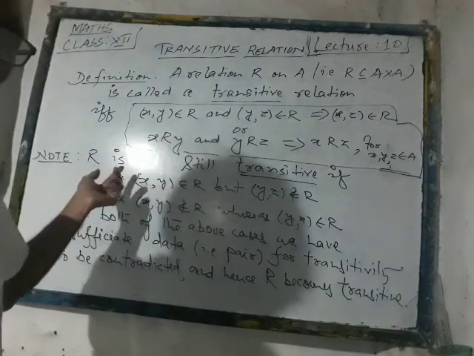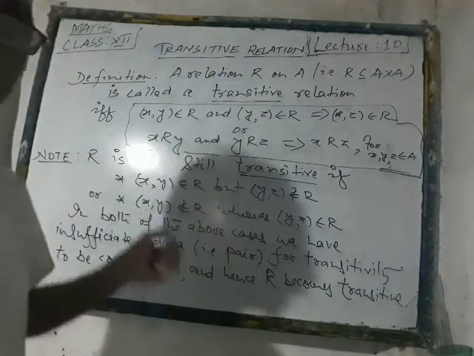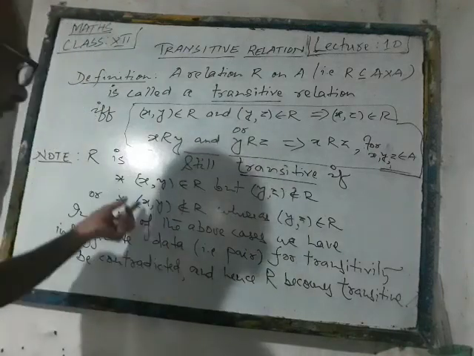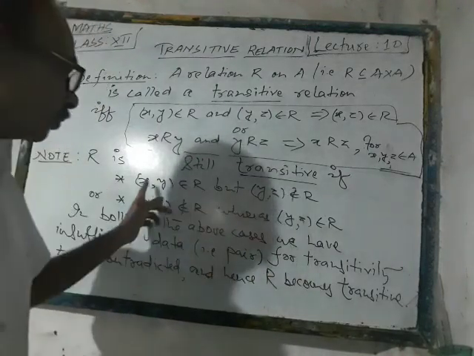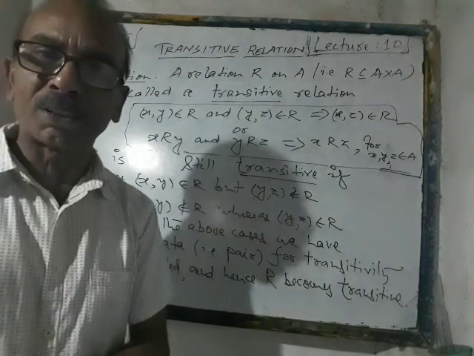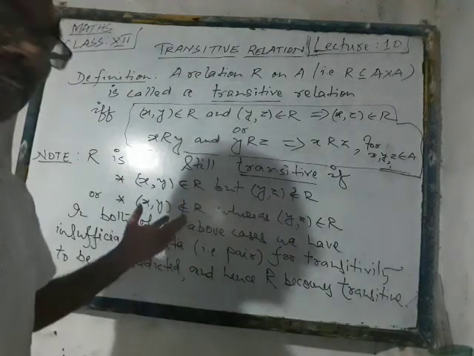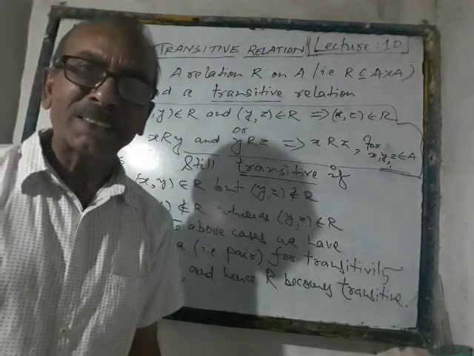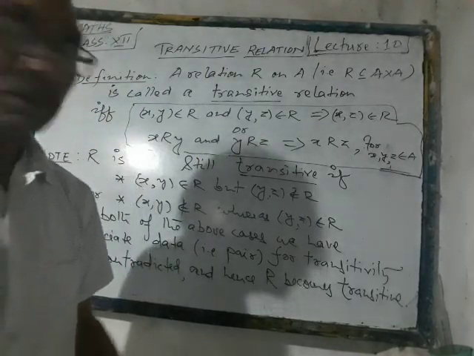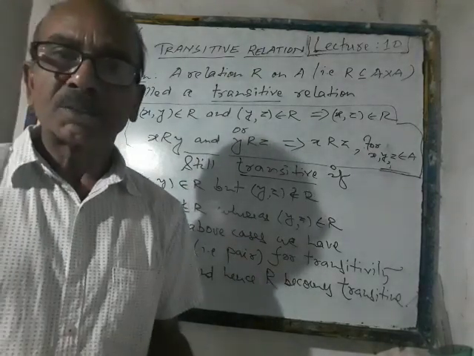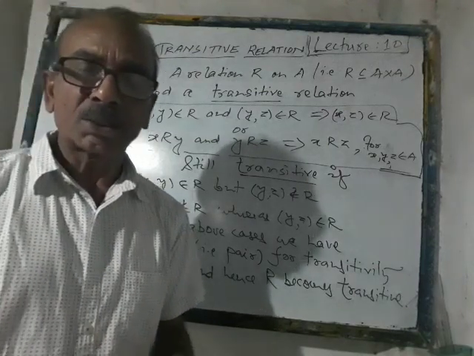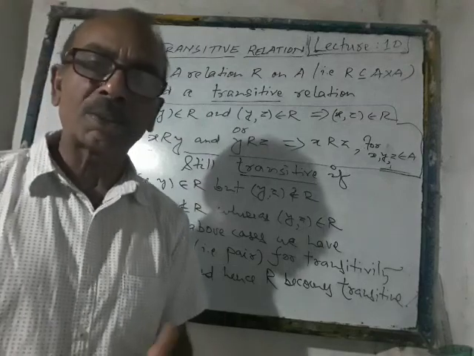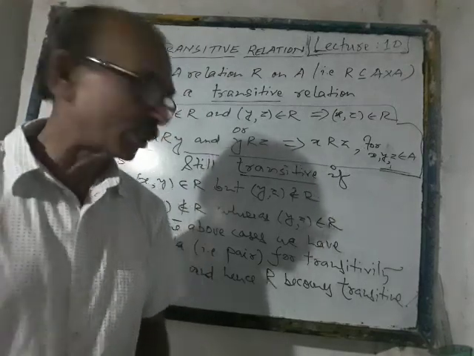Again, I have just given a note over there. R is still transitive if (x, y) is there in R, but (y, z) is not there in R. Means what? x is related to y, but y is not related to z. In that case, we don't have any element for challenging the transitivity, whether it is transitive or not. So in that case, due to benefit of doubt, we say that this is a transitive relation.